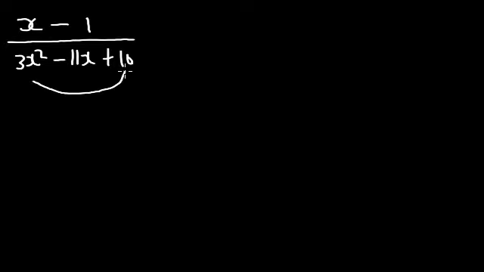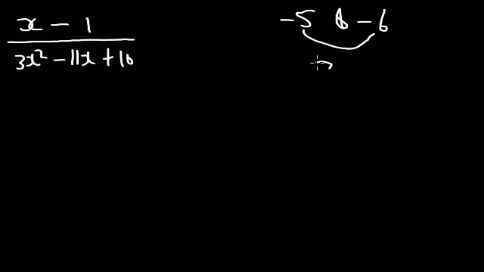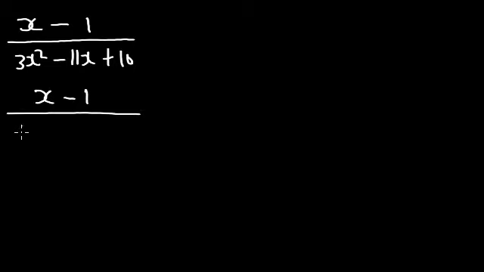Can we get any two numbers that multiply to 30 and add up to negative 11? That should be negative 5 and negative 6, as negative 5 times negative 6 is 30, and negative 5 plus negative 6 is negative 11. Perfect. So now let's move on. So let's factor it out. That will be x minus 1 all divided by 3x squared minus 6x minus 5x plus 10.